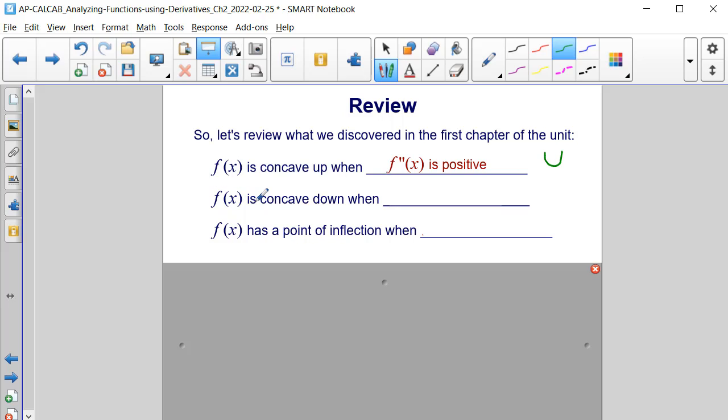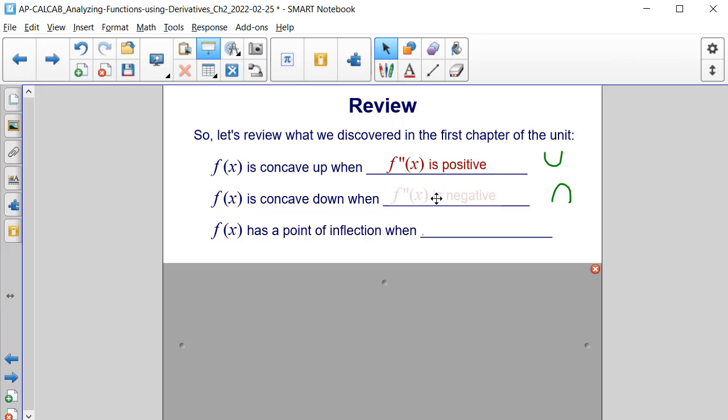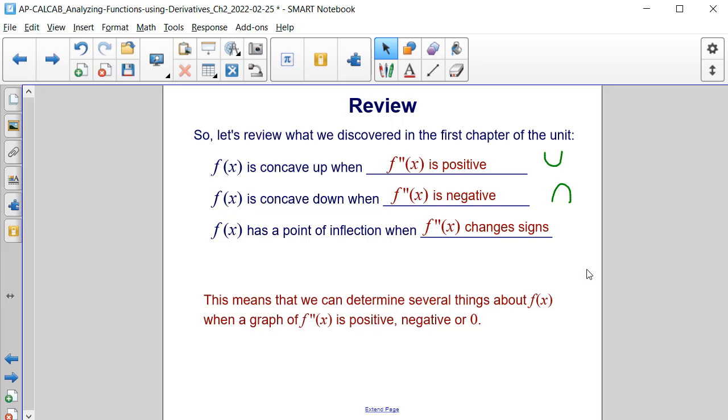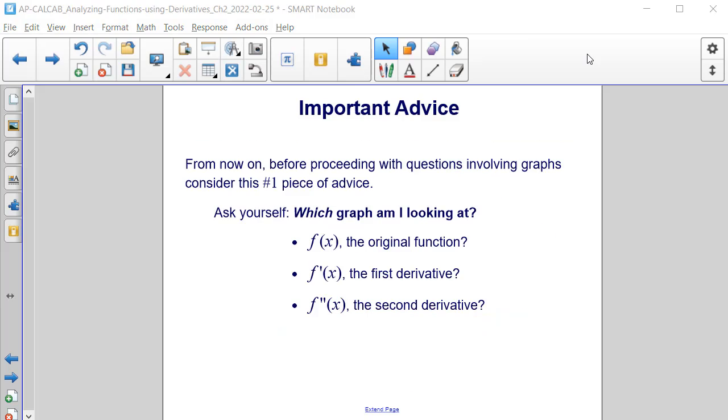And we know that f of x is concave down, or makes a frown, when f double prime of x is negative. And then we know that f of x has a point of inflection when its second derivative changes from positive to negative, or negative to positive. Or even more generally, f double prime of x changes signs. So this means that we can determine several things about f of x when a graph of f double prime of x is positive, negative, or 0.